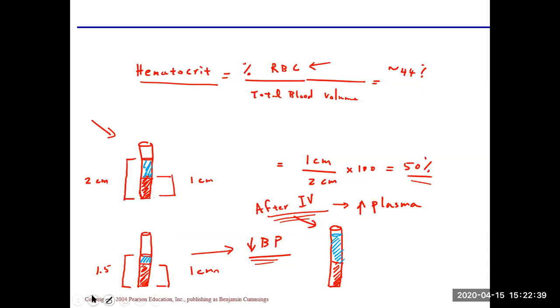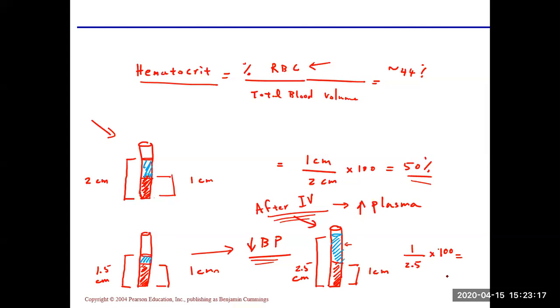Again, if you wanted to do the hematocrit, let's say from here to here is 1 centimeter. All right, now the total volume is more. Okay, so 2 centimeter would be up here. Maybe we could put like maybe 2.5 centimeter. So again, it'd be 1 over 2.5 multiplied by 100 to get the percentage. And again, you could calculate it to see what happens to the hematocrit.